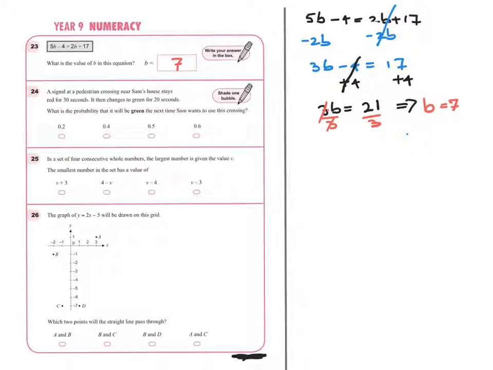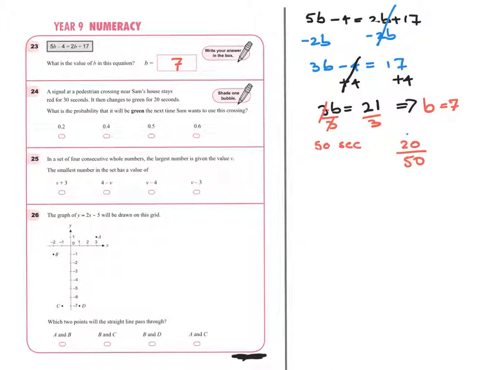Next one, a signal at a pedestrian crossing near Sam's house stays red for 30 seconds. It then changes to green for 20 seconds. So what is the probability that it will be green the next time Sam wants to use this crossing? Altogether we have 50 seconds, and out of these 50 seconds, green is gonna be 20 seconds.